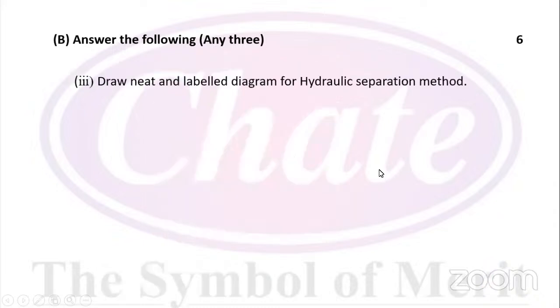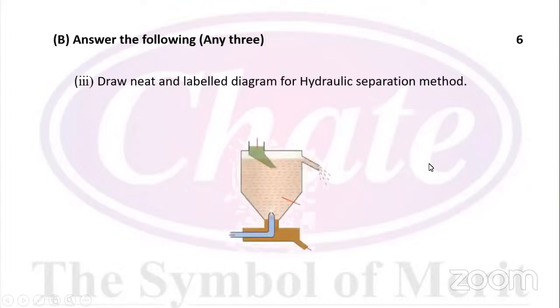Okay, now moving on to the next question. It asks to draw a neat and well-labeled diagram for the hydraulic separation method. So this is the diagram. Most of the time, the board will ask only those diagrams which have good labeling. Okay, so I will request all students to please prepare those diagrams which have at minimum 3 to 4 labels in that diagram. So don't skip that while studying. Okay, so you can see the labeling.